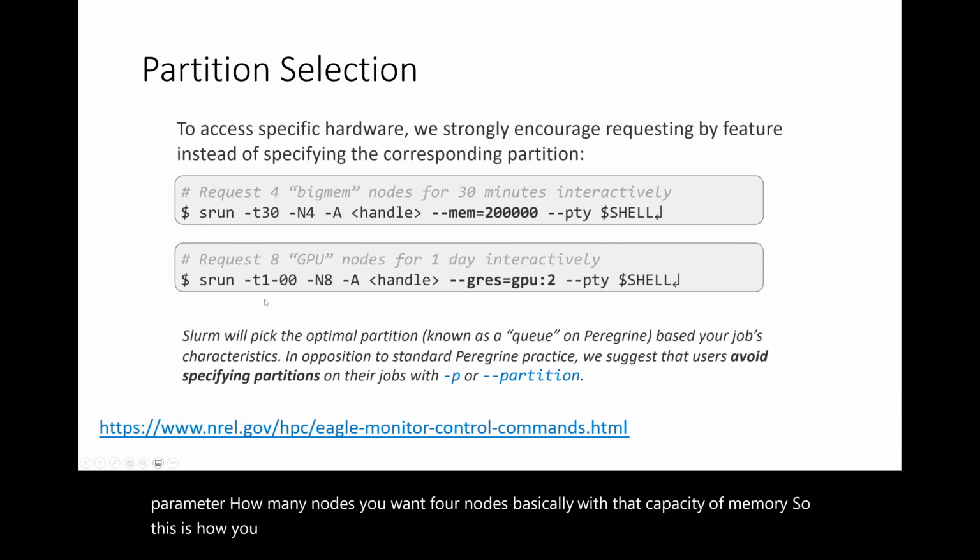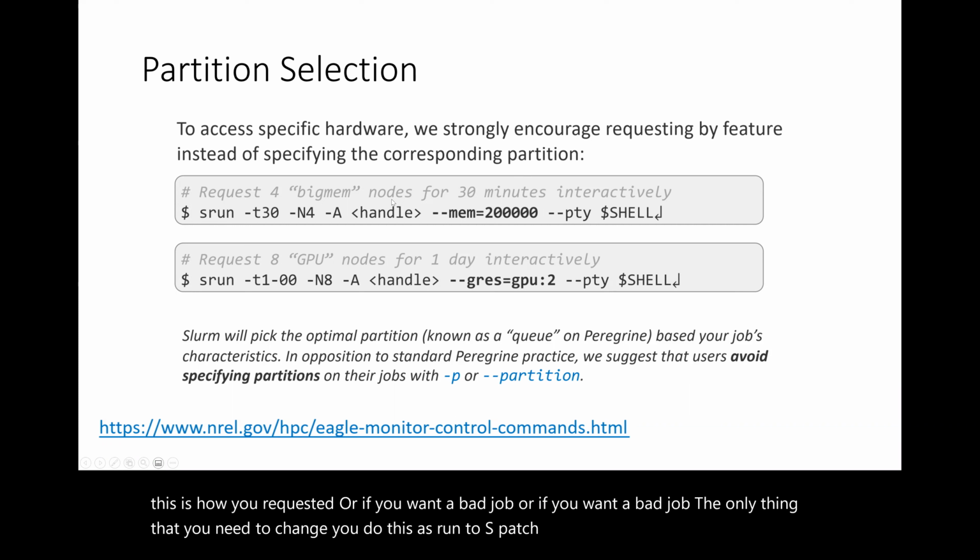Or if you want a batch job, the only thing you need to change is srun to sbatch, then it will basically push it on the queue and give you the control back.